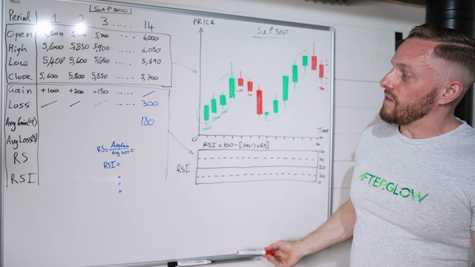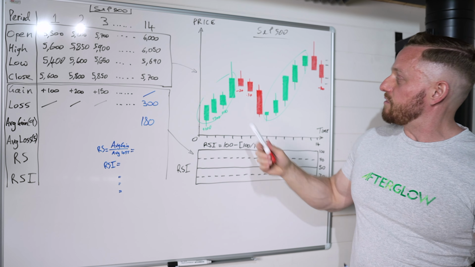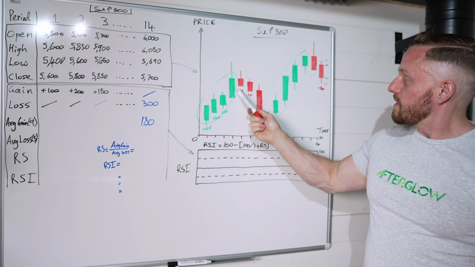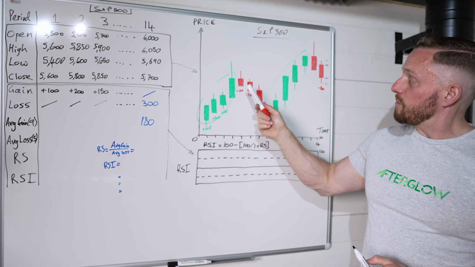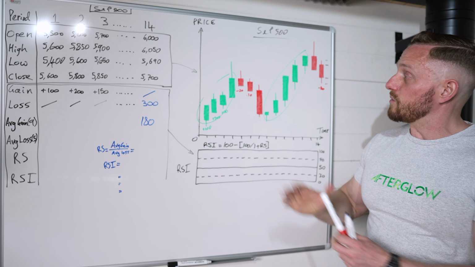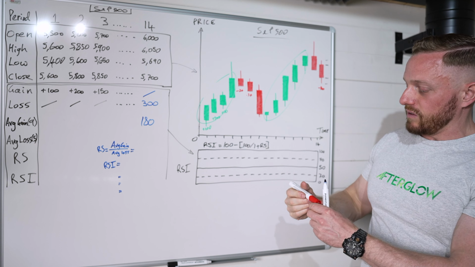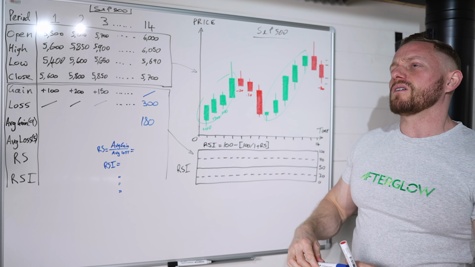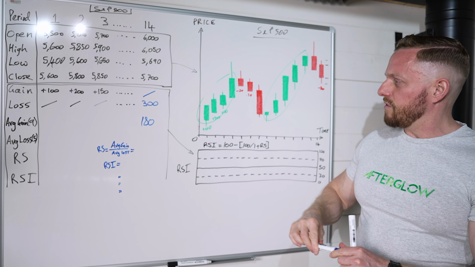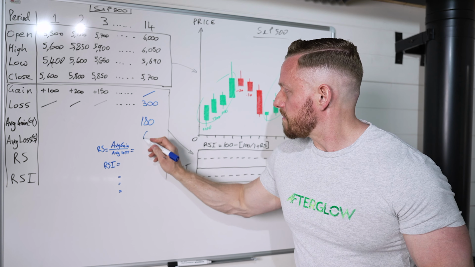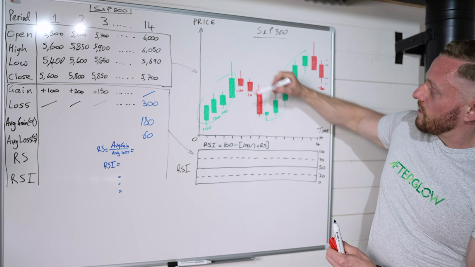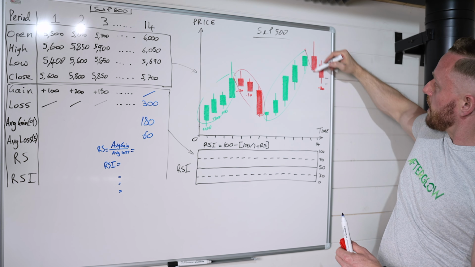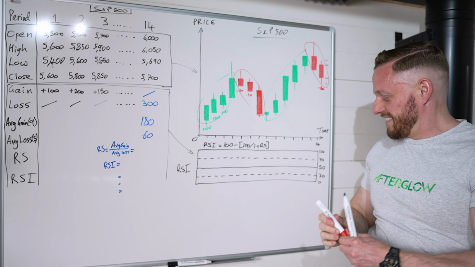And then the average loss, if you add up the loss from these here and these here, and then divide by 5, because there are 5 down candles in the 14-day period, that comes out to a value of 60, okay? And that includes those and those.